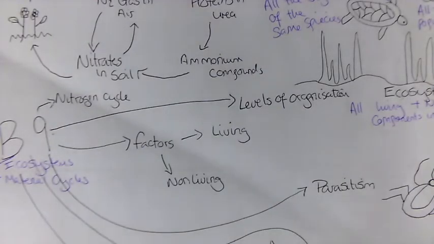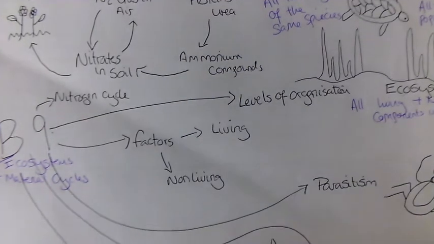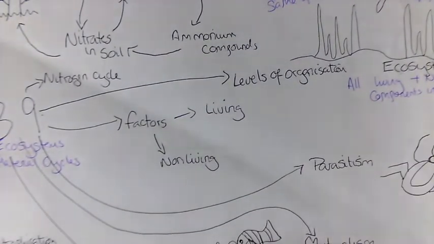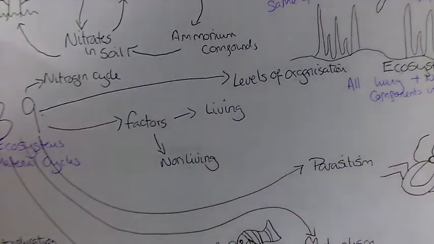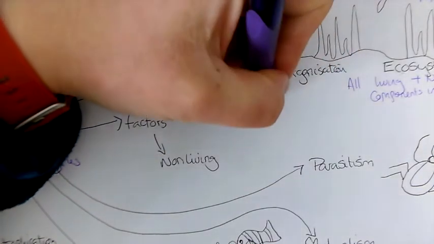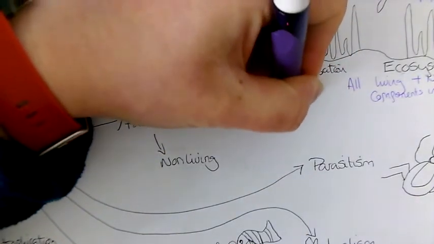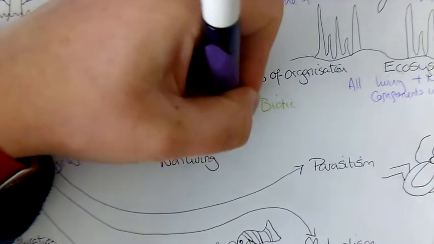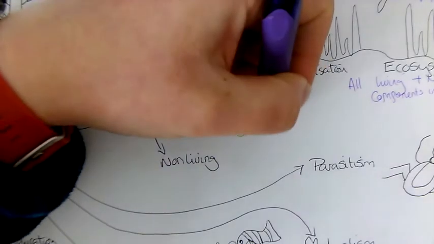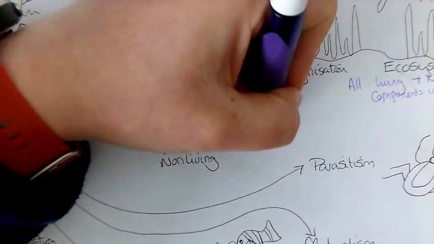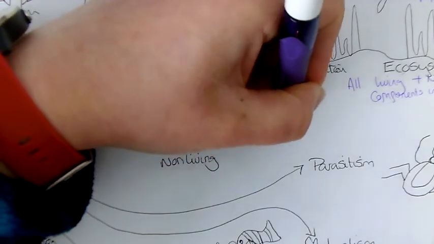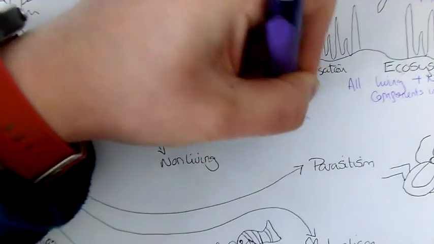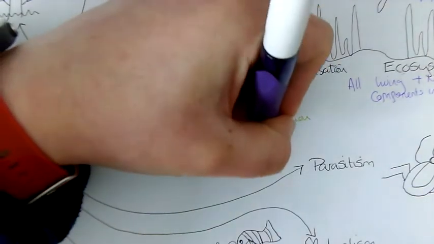We're now going to talk about the different factors that can affect an ecosystem. They can be living or non-living. If they're living, they're otherwise known as biotic factors. So biotic factors are living. These are things like prey, competition or competitors, and predators.